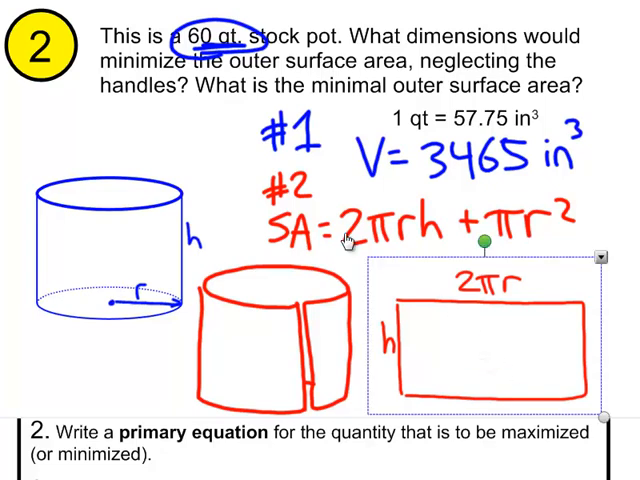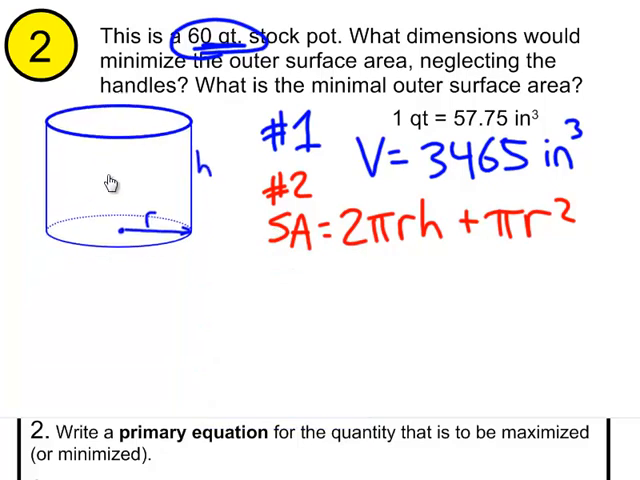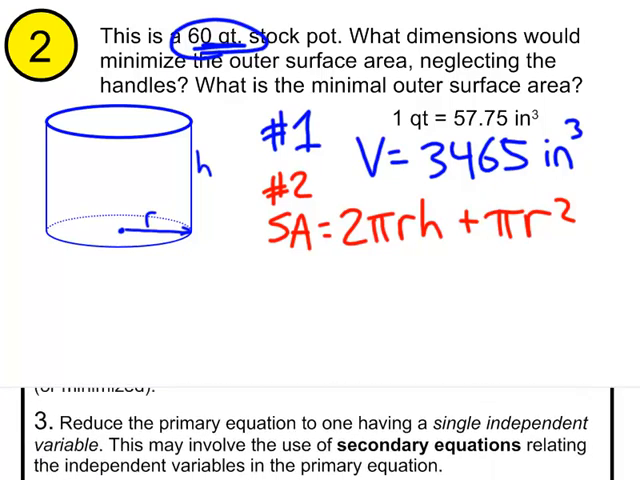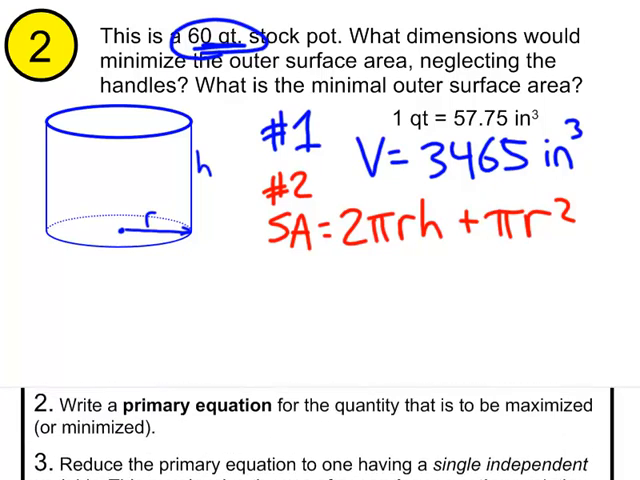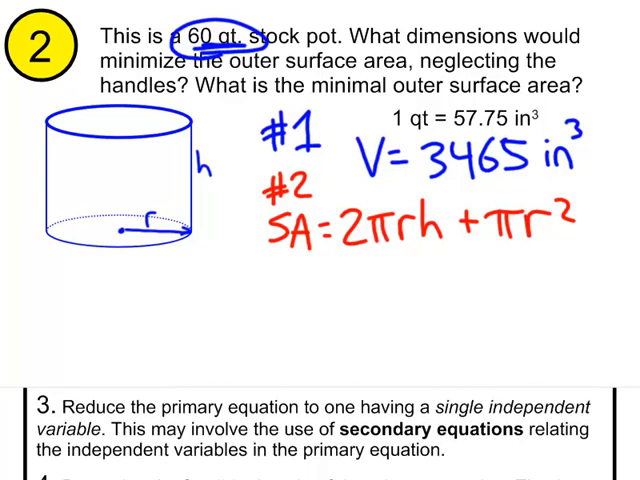Okay, let me clear some of these sketches out of here. And let's take a look at step number 3. Notice that in step number 2, again, we wrote our primary equation, but notice that it's got 2 independent variables. It's got r and h. So step number 3 is where we get this down to 1 independent variable. And we say independent, we notice that they really kind of do depend on each other, as we'll see here.